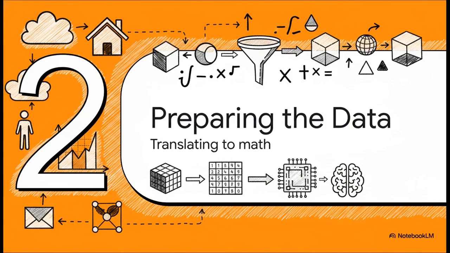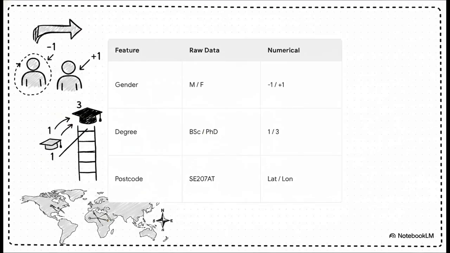Section 2. Preparing the data, translating to math. Here's the thing. To an algorithm, raw categorical variables are completely meaningless. It doesn't speak English. We have to literally map the real world into a geometric space. So, a categorical feature like gender, that becomes a numerical vector of -1 and +1. A university degree might be translated into an ascending numerical scale, just to represent the progression from a bachelor's up to a PhD. And what about a postcode? Well, by translating that postcode into continuous latitude and longitude coordinates, suddenly the algorithm actually understands spatial relationships. It's like giving it a map.